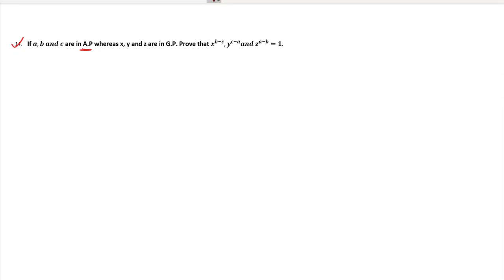If a, b, and c are in AP, where x, y, and z are in GP, prove that x raised to b minus c, y raised to c minus a, and z raised to a minus b is equal to 1. So we know one thing, a, b, and c are in AP, and x, y, and z are in GP. Okay, so how can we simplify this? That is the question.